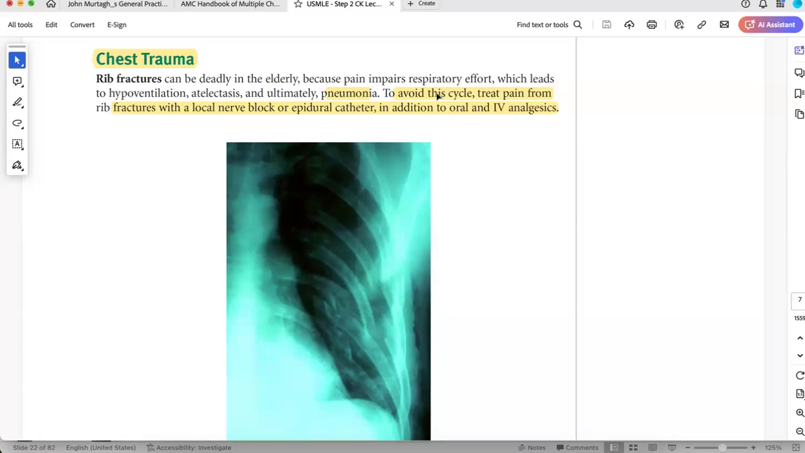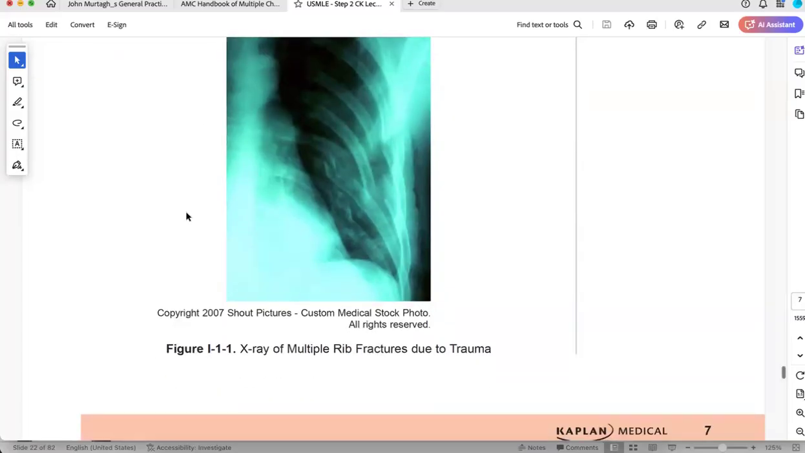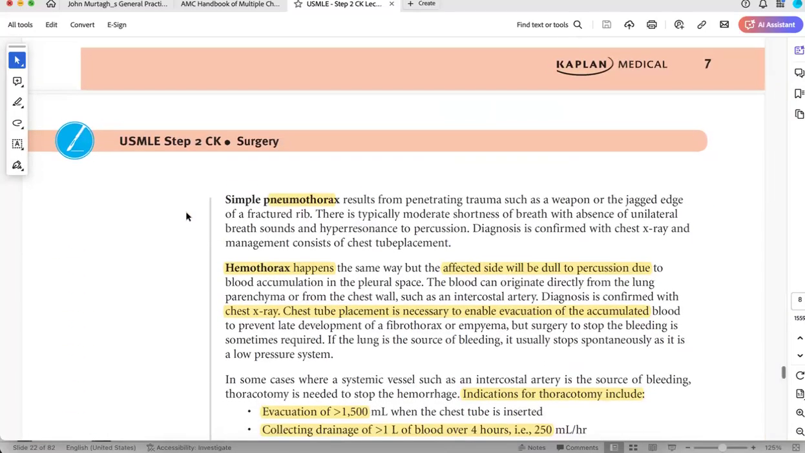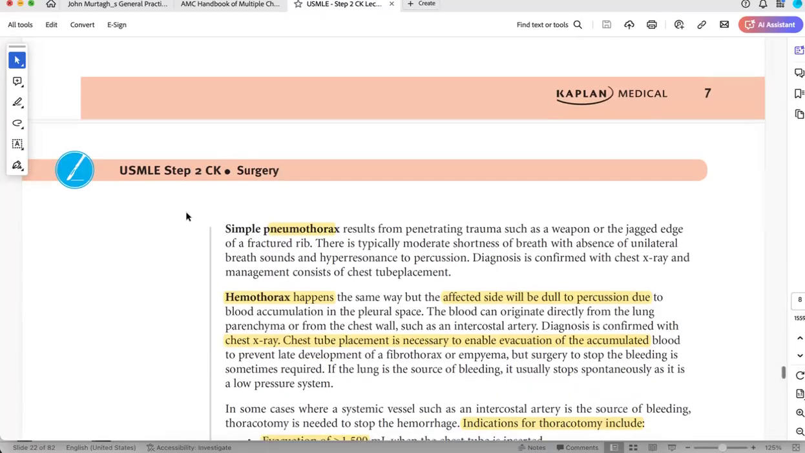And eventually they develop lack of ventilation in their lower part of the lungs, which results in atelectasis and ultimately pneumonia. To avoid this cycle, you have to treat the pain. So any patient who has rib fracture, the first thing you will take care of is their pain. So give a strong painkiller so that the pain can be managed.